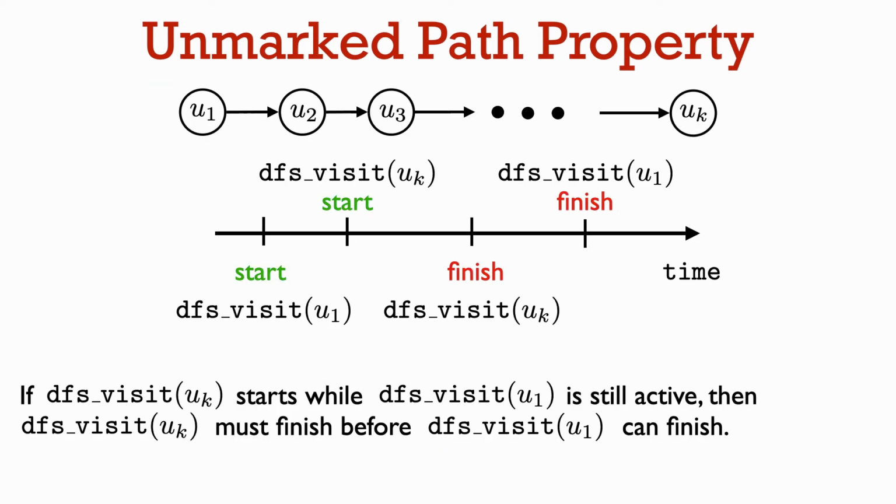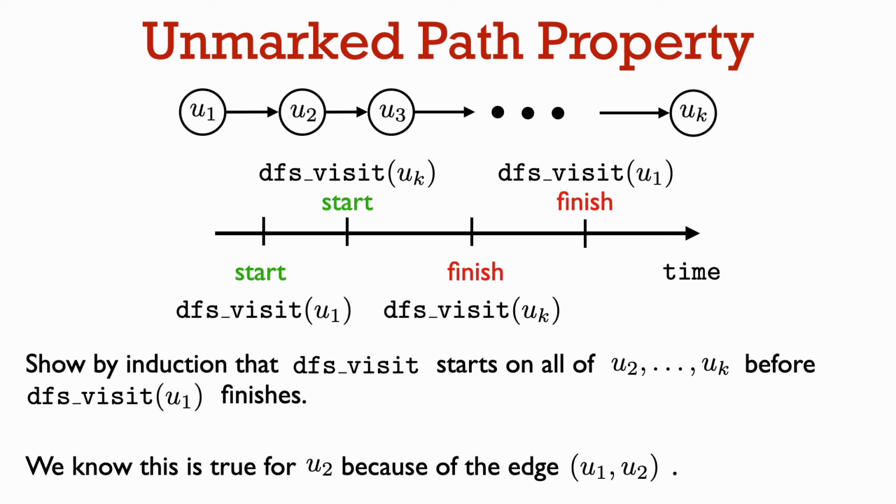The key to the unmarked path property is to show that DFS visit on UK starts before DFS visit on U1 ends. If DFS visit on UK is called while the call to DFS visit of U1 is still open, then DFS visit on UK will have to finish before the recursion can return to the call of DFS visit on U1 so that this call to DFS visit on U1 can eventually terminate.